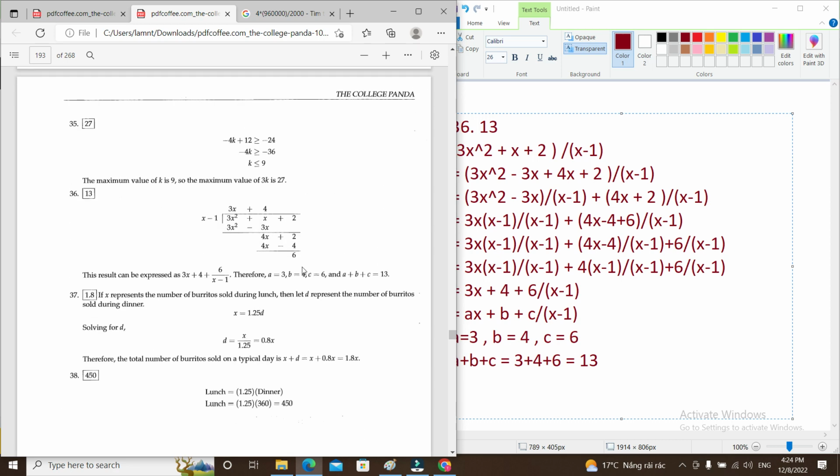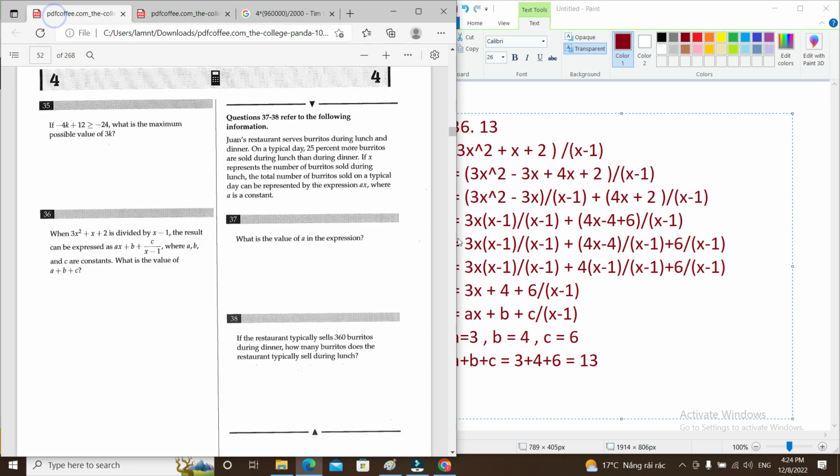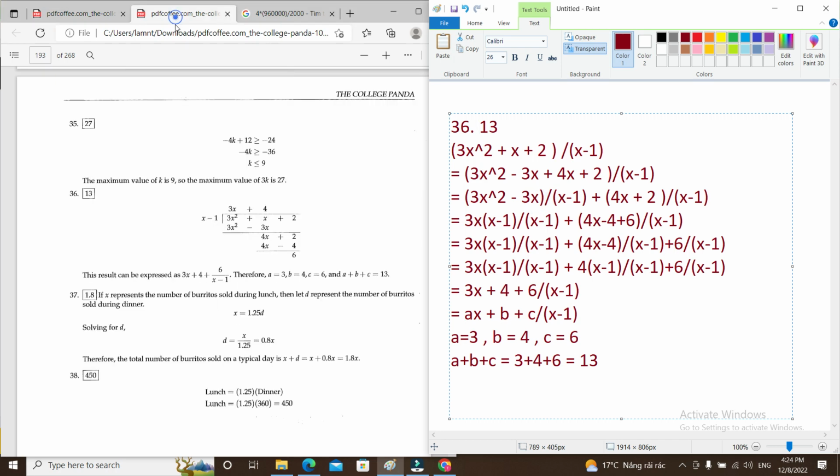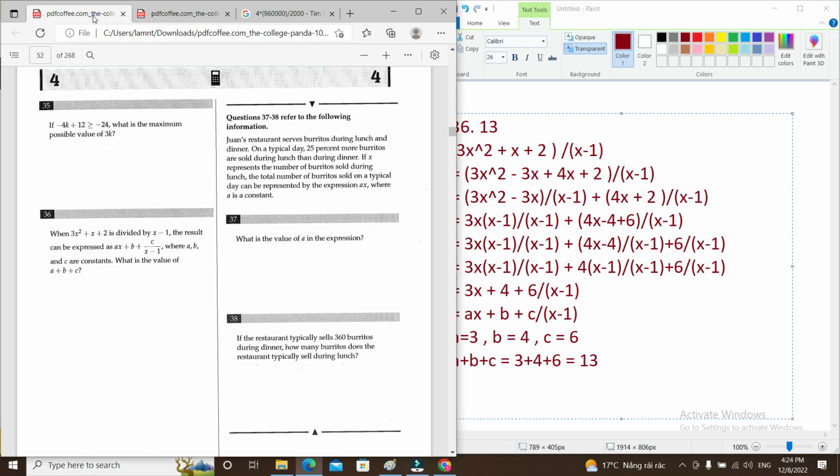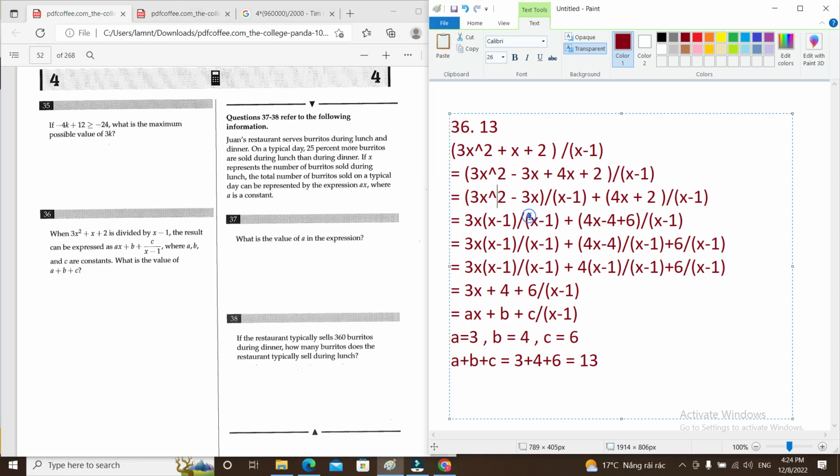It is 13 indeed. So for this equation, there were two ways to do it. You can do the standard polynomial division like this, but this is my preference. I'm gonna do the transformation. I'm gonna factor out the common factor of x minus 1, and what is remaining after the factorization is just the c over x minus 1. So that is required from the result, and therefore you can figure out a, b, and c. So my strategy is just factoring out x minus 1.